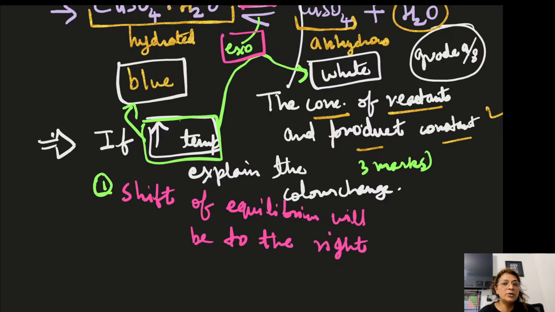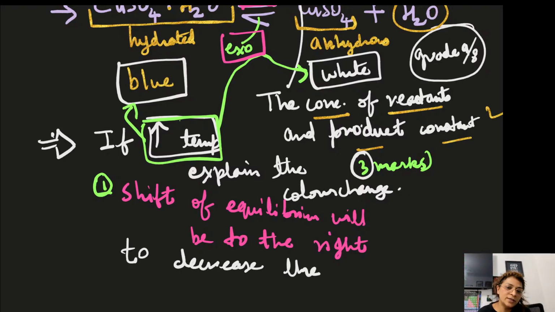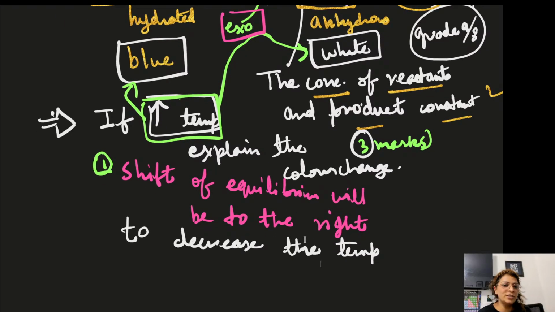That's 1 mark. 2 more marks you need to secure on a 3-mark question. Shift of equilibrium will be to the right. Do not say counteract the change. Just say to decrease the temperature. Very good, Scarlett. Don't say to oppose the temperature change. Just say to decrease the temperature. Simple story. This will itself give you 1 mark.